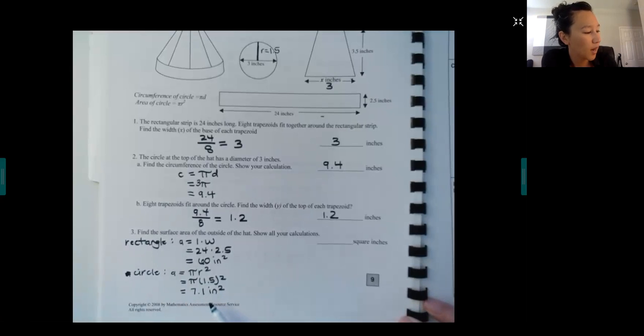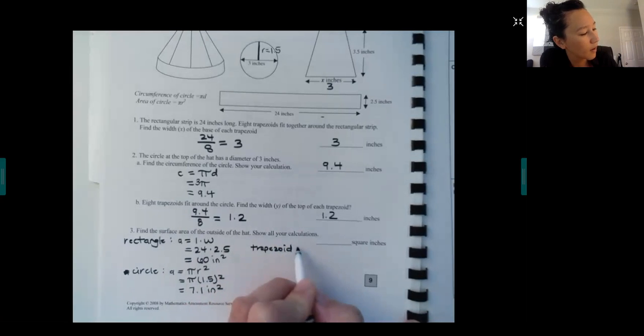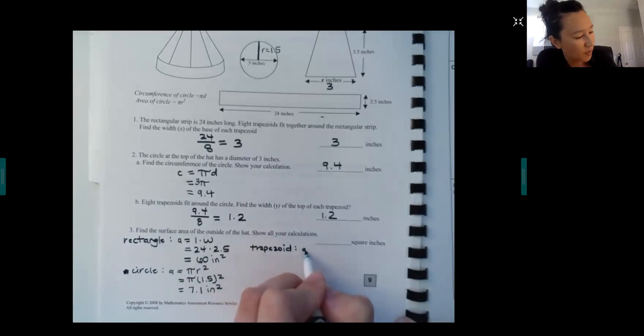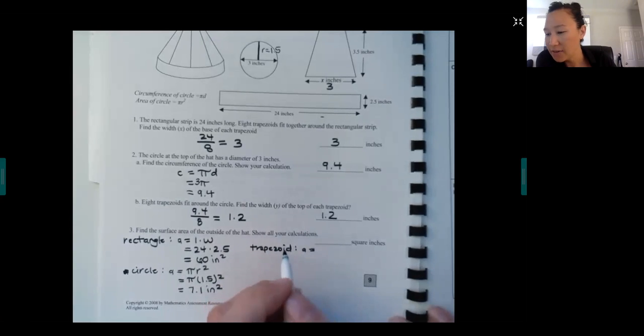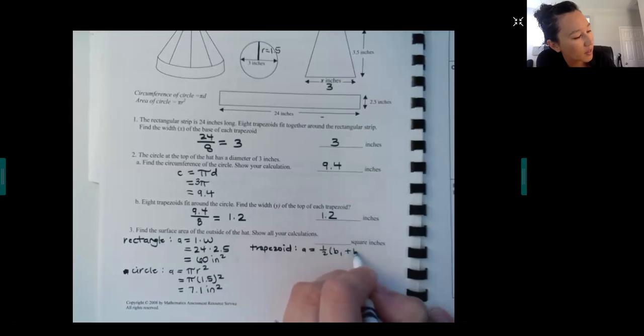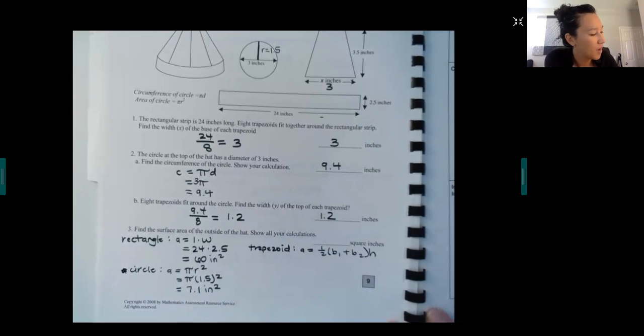Any questions how we got the area of our circle? Okay, and then the area of our trapezoid, which in case you forgot, which we probably did, to find the area of a trapezoid, it's 1/2 times the base 1 plus the base 2 times the height. It's been a while since we did that. So we just need to plug in everything.